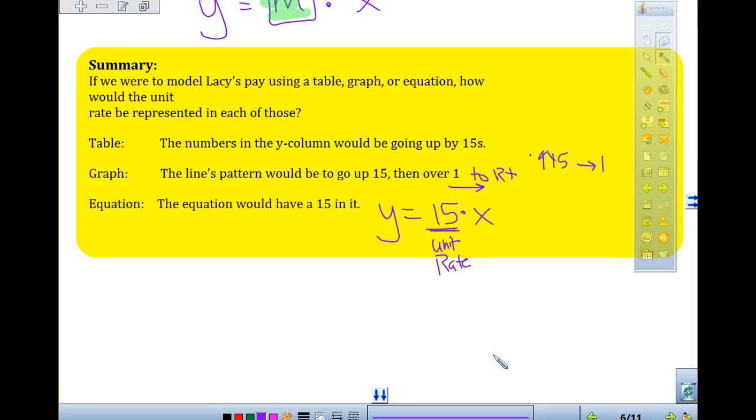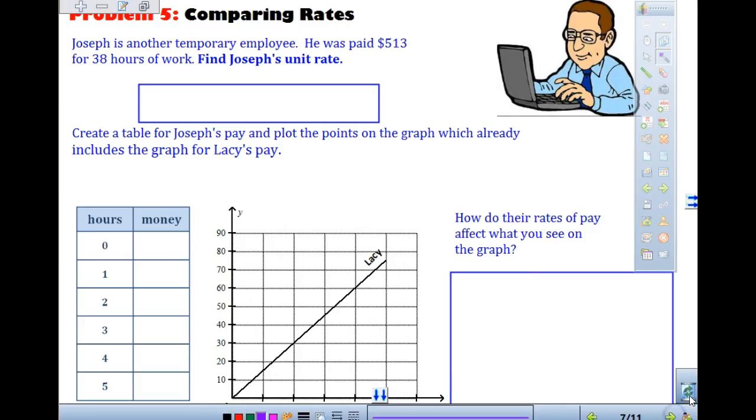Top of the next page, Stephen, please start reading for our next employee that we want. Joseph is another temporary. He was paid $513 for 38 hours of work. Find Joseph's unit rate. So we're going to start with doing what? What do I have to do with his pay and how much he worked? We're going to divide. So please, same thing in your homework tonight. 513 divided by 38 hours. If you don't have a calculator, there's calculators in front. Grab one. Let's do that division.